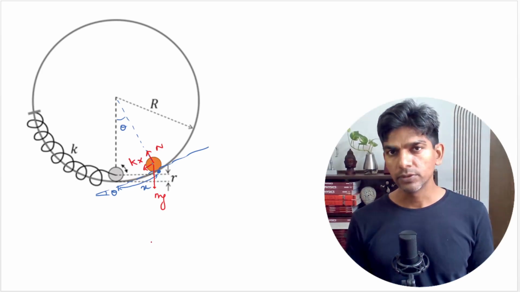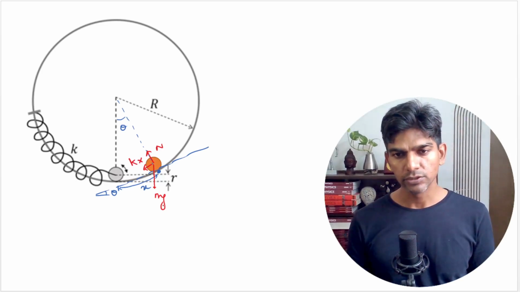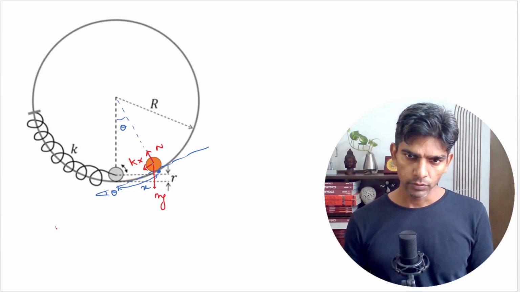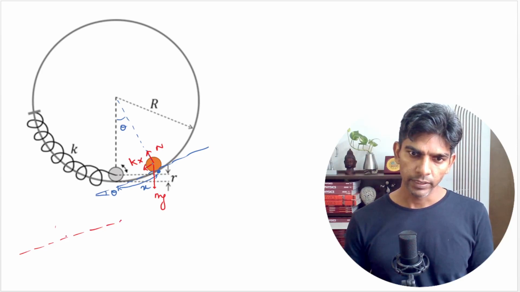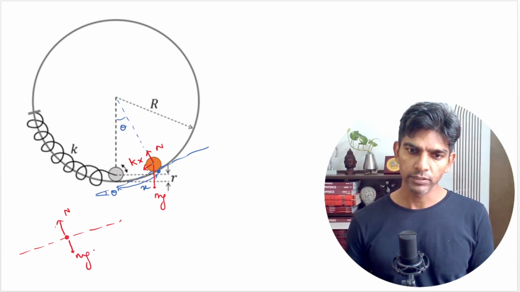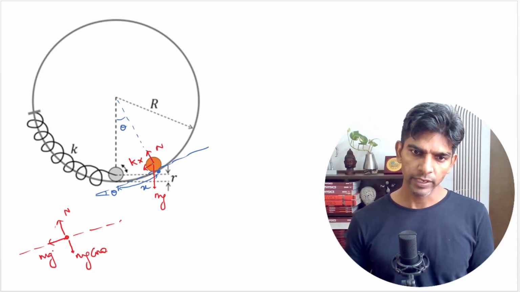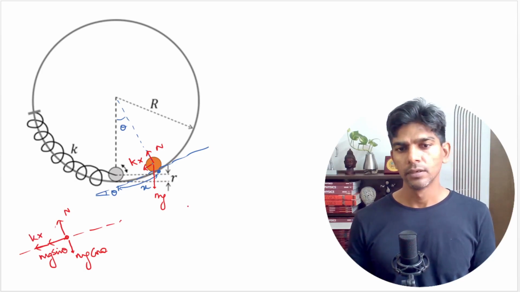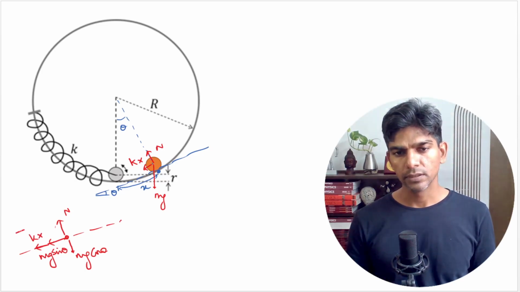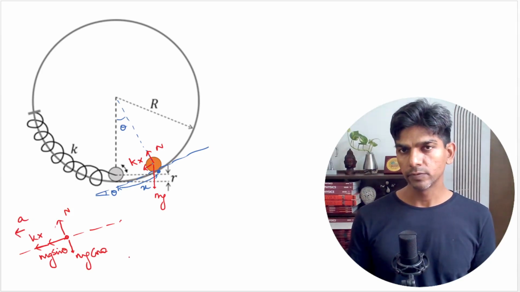Now let us resolve this force along the tangent and normal to the tangent. So let me show all the forces. Let's say this is the tangent and this is the normal reaction. We have the weight component normal to the incline, mg cos theta, and there is a weight component along the incline, mg sin theta, and there will be a spring force kx. And let us say due to these forces there is an acceleration a at this very instant.